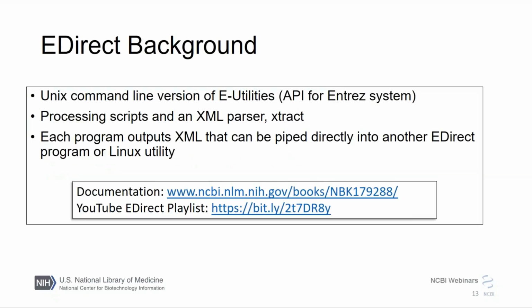And we have a number of webinars on EDirect, so if you want more background on EDirect, you can go to our YouTube playlist, and the link is there on this particular slide. EDirect is a Unix command line version of the Entrez utilities, or the eUtilities, which is the API for our Entrez system. It lets you search and retrieve records from all of our databases. It has processing scripts and an XML parser called xtract. And each program outputs XML. And you can pipe it into another EDirect program or a Linux Unix utility for processing.